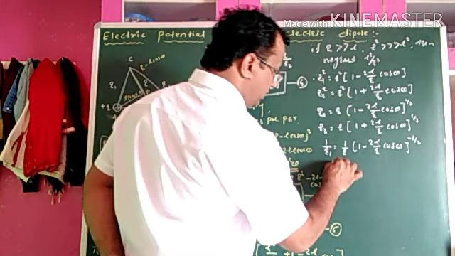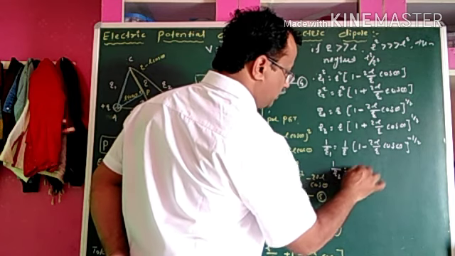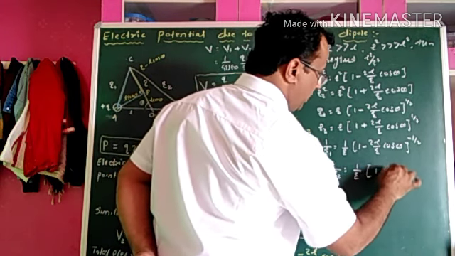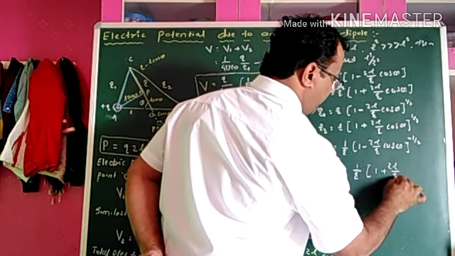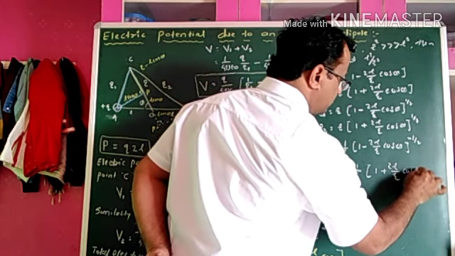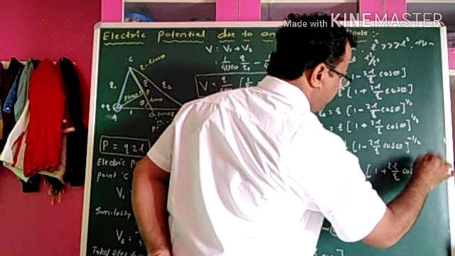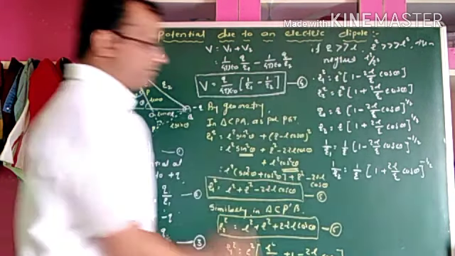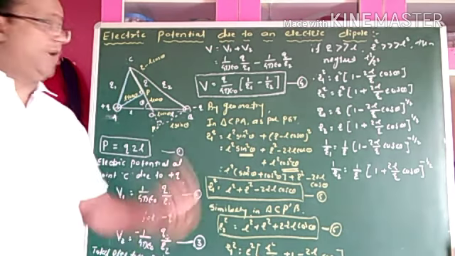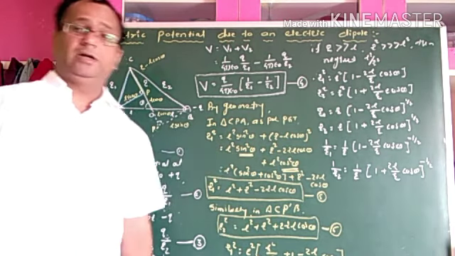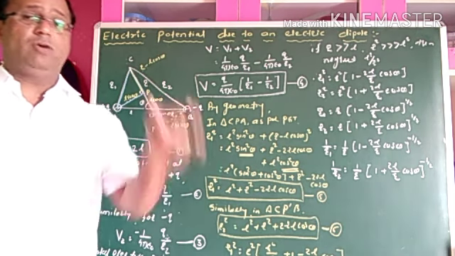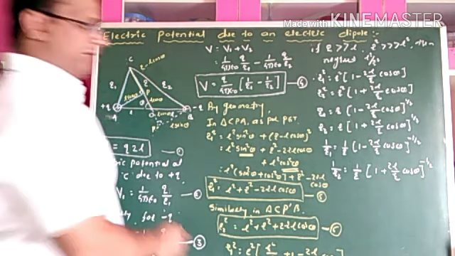Similarly here, 1 upon r2 is equal to 1 upon r, 1 plus 2L upon r into cos theta, raised to the minus half. Then now again here we want to use the binomial expression. So the binomial expansion, what do you get there?